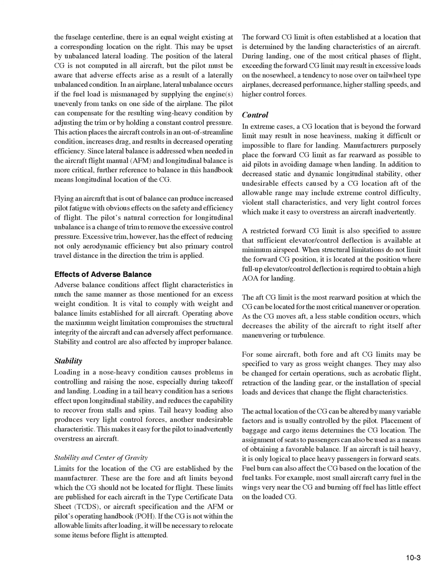The actual location of the CG can be altered by many variable factors and is usually controlled by the pilot. Placement of baggage and cargo items determines the CG location. The assignment of seats to passengers can also be used as a means of obtaining a favorable balance. If an aircraft is tail-heavy, it is only logical to place heavy passengers in forward seats. Fuel burn can also affect the CG based on the location of the fuel tanks. For example, most small aircraft carry fuel in the wings very near the CG, and burning off fuel has little effect on the loaded CG.